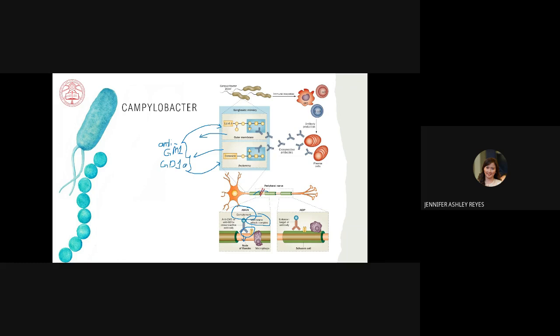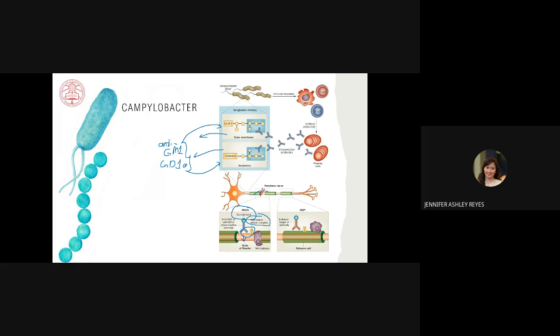So, which part of your Campylobacter jejuni can trigger production of cross-reactive antibodies? So, yung pading lipo-oligosaccharides.